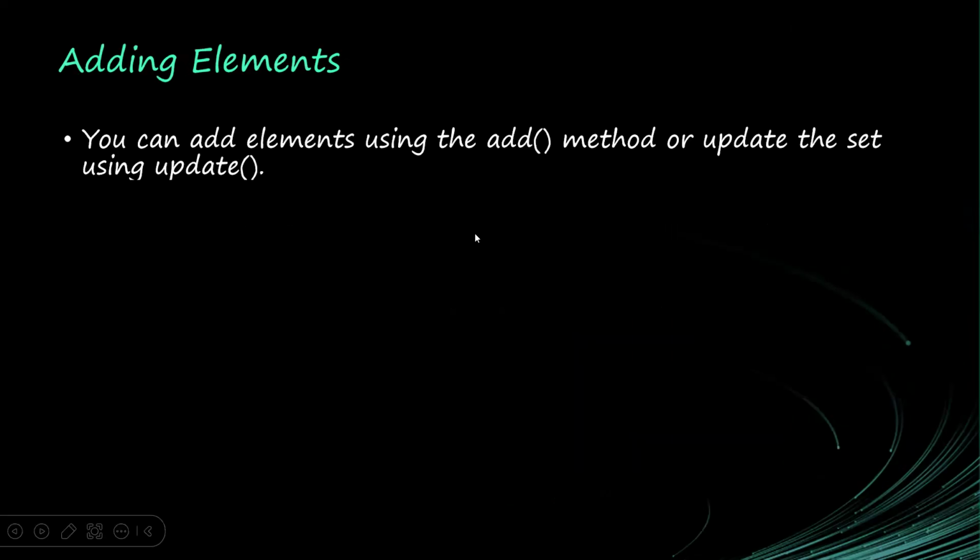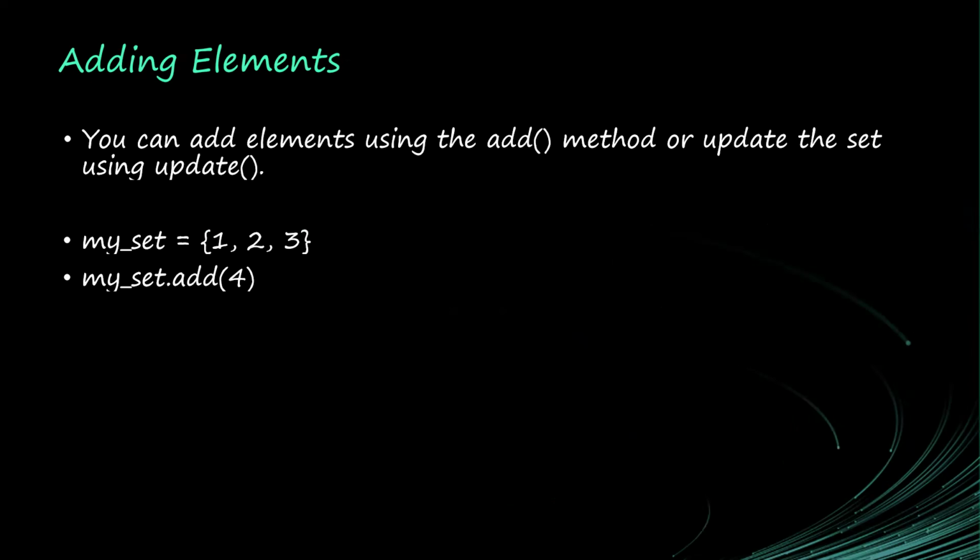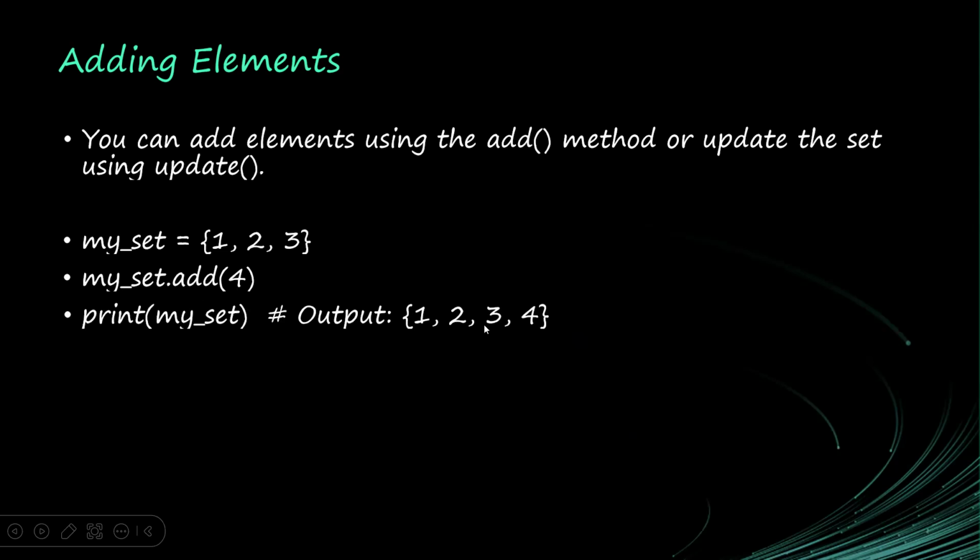So how do you add elements? You use the add method or the update method. If you want to add elements, you can call the add method. Now we have 1, 2, 3. So set.add. I don't need to write any code here. For you to get to this level now, you know how to use methods on data structures like this. So when I say my_set.add, I am adding 4 to it. If I print this, I'm going to get 1, 2, 3, 4. You see, 4 has been added to it.